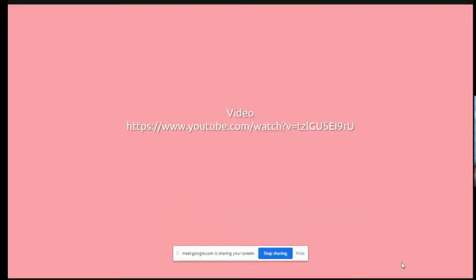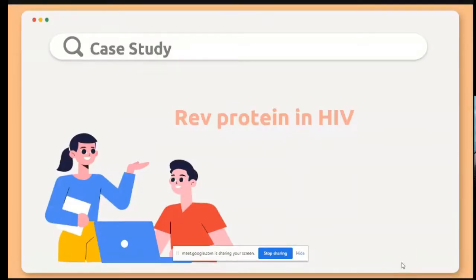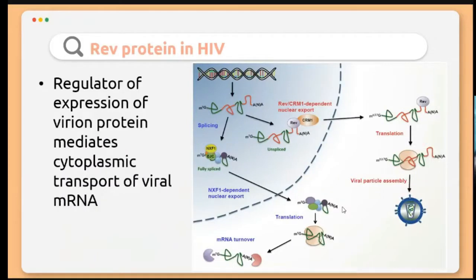So, last na, for our F protein in HIV. Ito yung parang kinuha kong case study para ma-relate nyo yung control of gene expression into a disease. So, there's this thing called Rev protein in HIV, which functions as the regulator of expression of virion protein, and it mediates the cytoplasmic transport of viral mRNA.